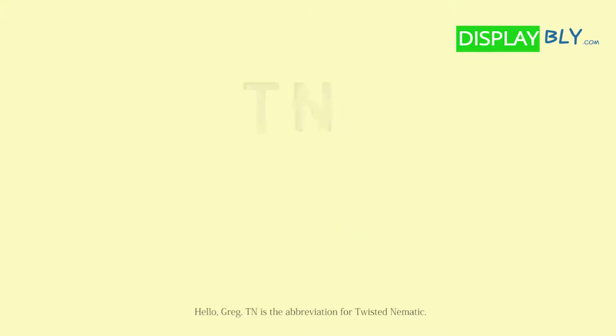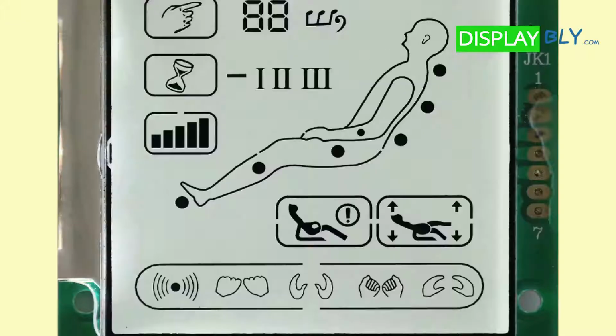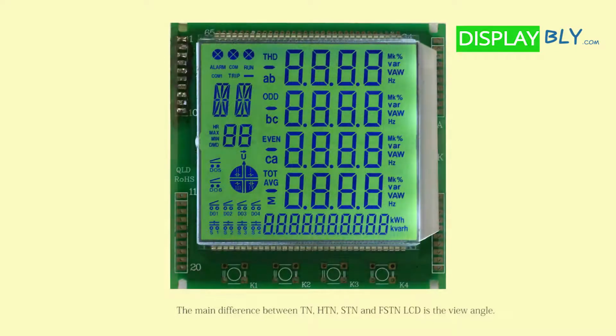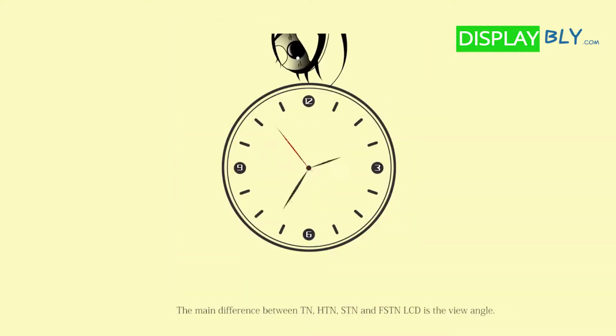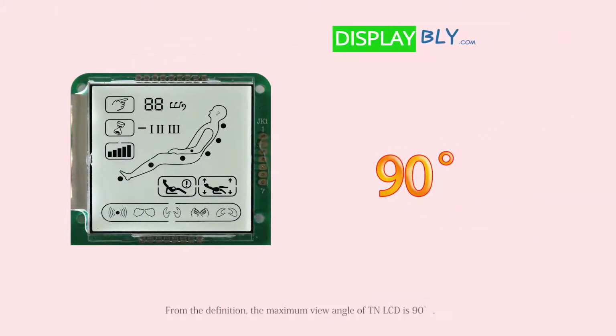Hello, Greg. TN is the abbreviation for twisted nematic. The main difference between TN, HTN, STN, and FSTN LCD is the view angle. From the definition, the maximum view angle of TN LCD is 90 degrees.